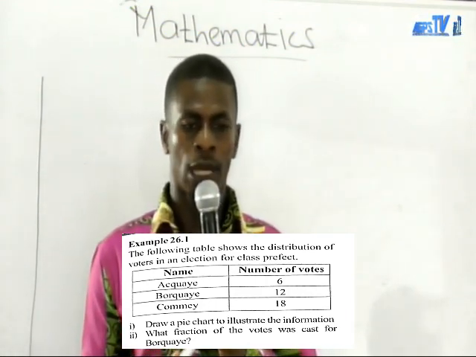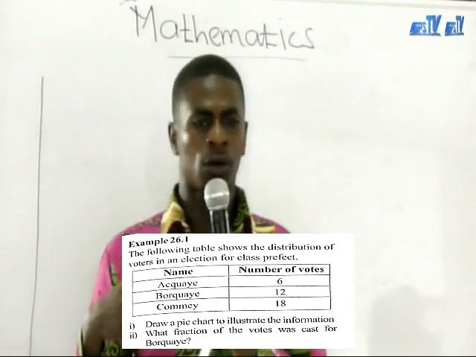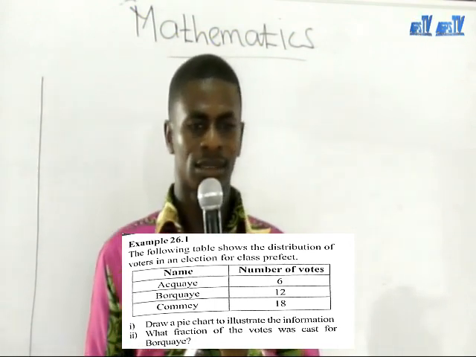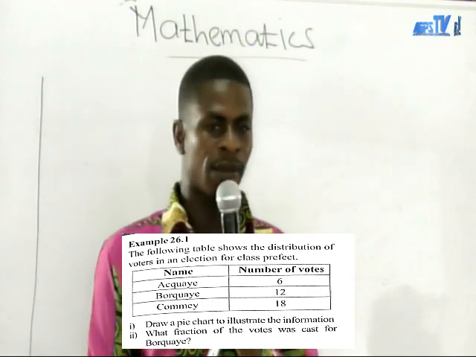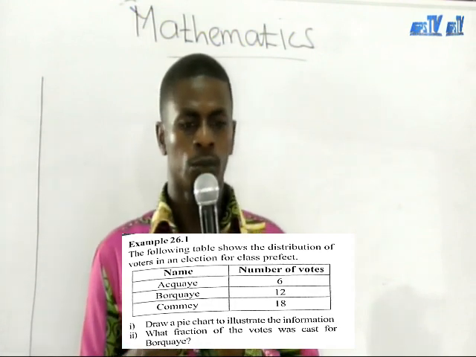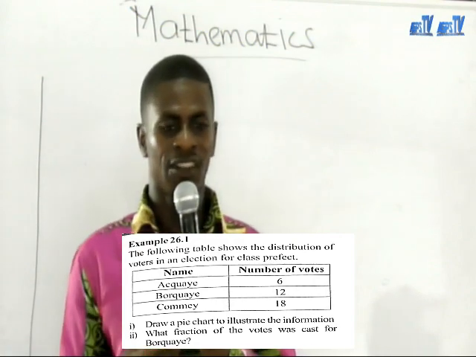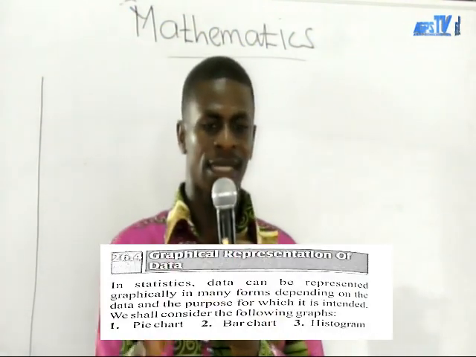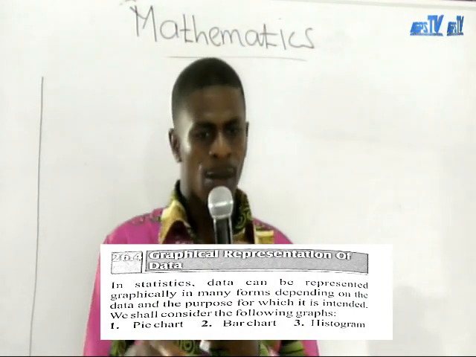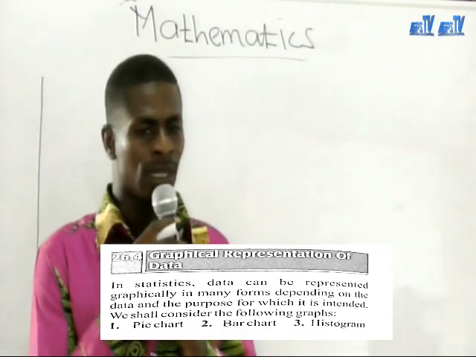And so we are asked to draw a pie chart to illustrate the information. Don't forget that when we're talking about graphs, we are talking about pie charts, bar charts, histograms, and stem and leaf plots. But at your level, we shall only be dealing with pie charts, bar charts, and stem and leaf plots. But now we have been asked to present information on a pie chart, and that is what I am going to deal with. And so back to the board.